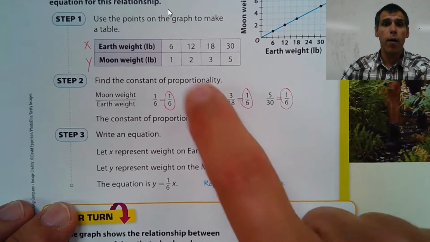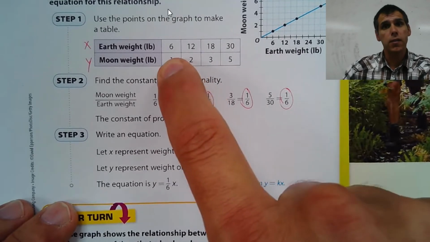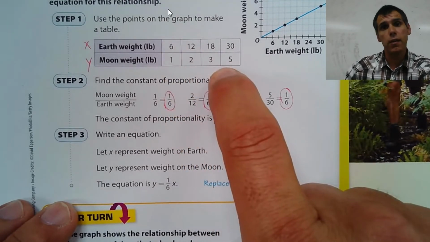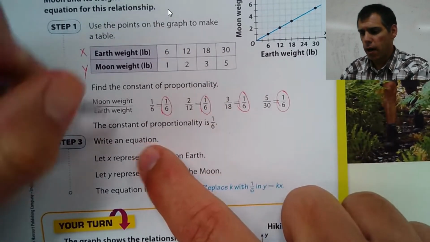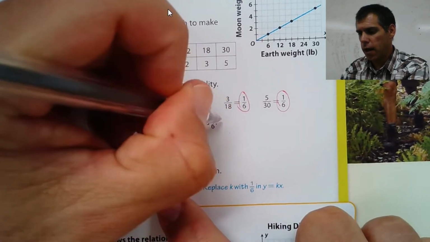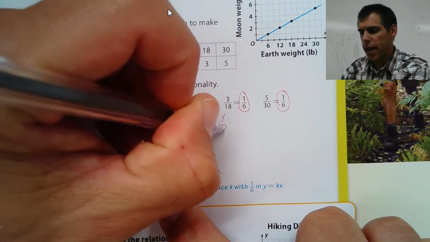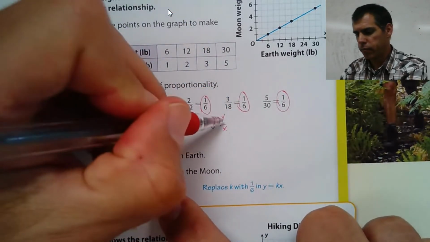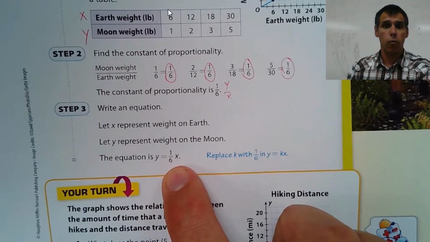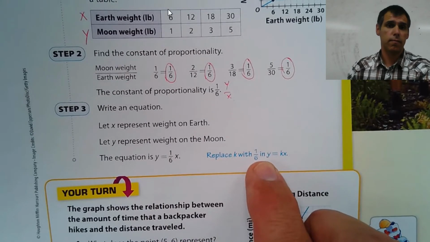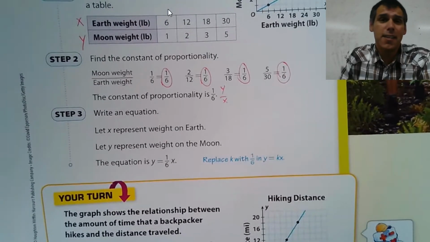And we get that by a y value divided by its x value. It could be 3 divided by 18, but this is clearly going to be the easiest choice. And remember, the constant of proportionality is a y value divided by its corresponding x value. Okay, so there's our equation, y equals kx, where k is 1/6. There you go. Done deal. There's not much more to say about it.